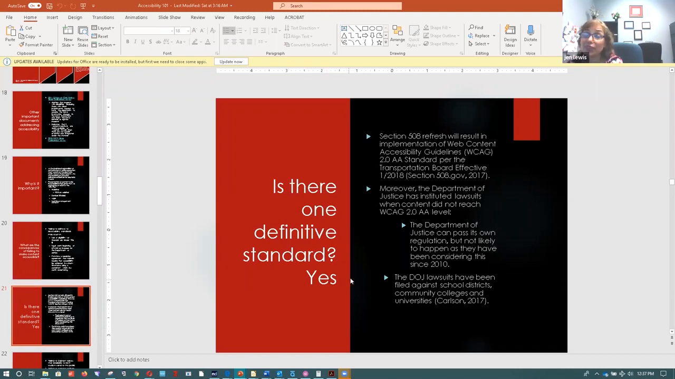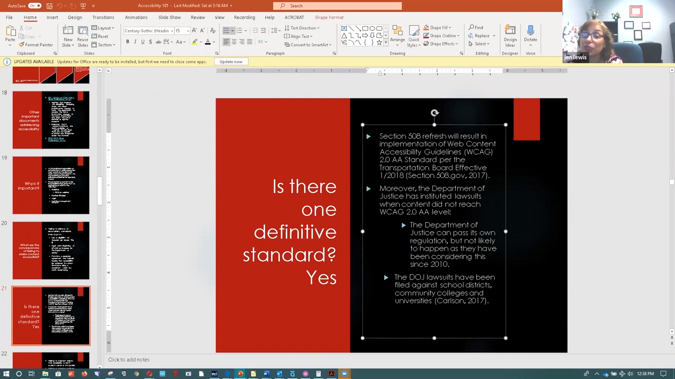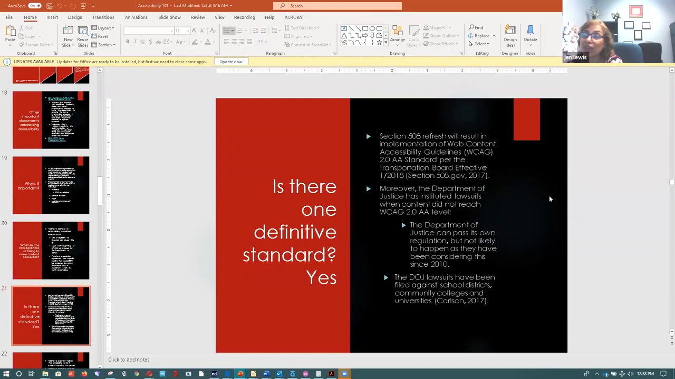Is there one standard? Well, the Section 508 refresh that occurred results in the standard of WCAG 2.0 AA, like I said, and that's per the Transportation Board, which is the overseer of that law. They were actually supposed to revisit this and look at whether or not they wanted to do something different, and both they and the Department of Justice haven't really done anything, and so that's really the biggest problem.